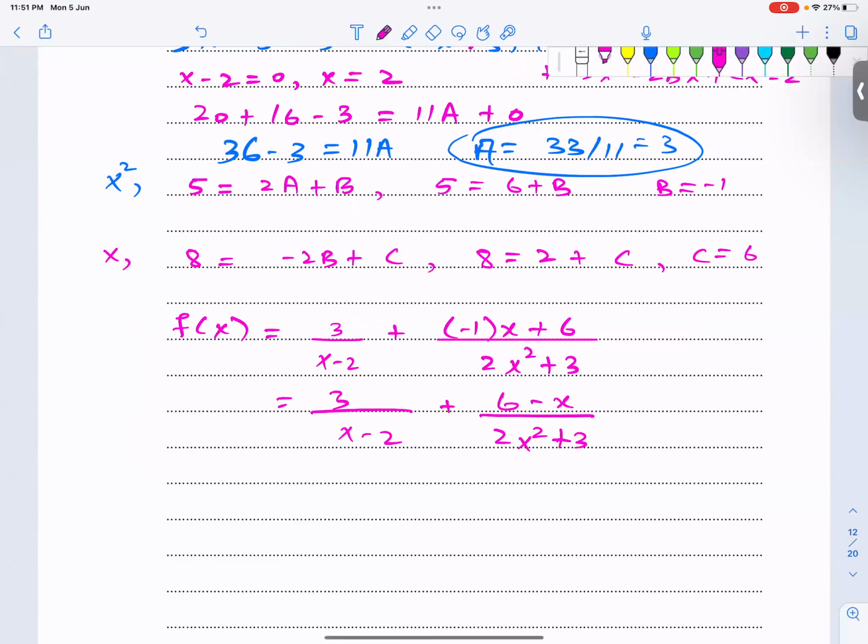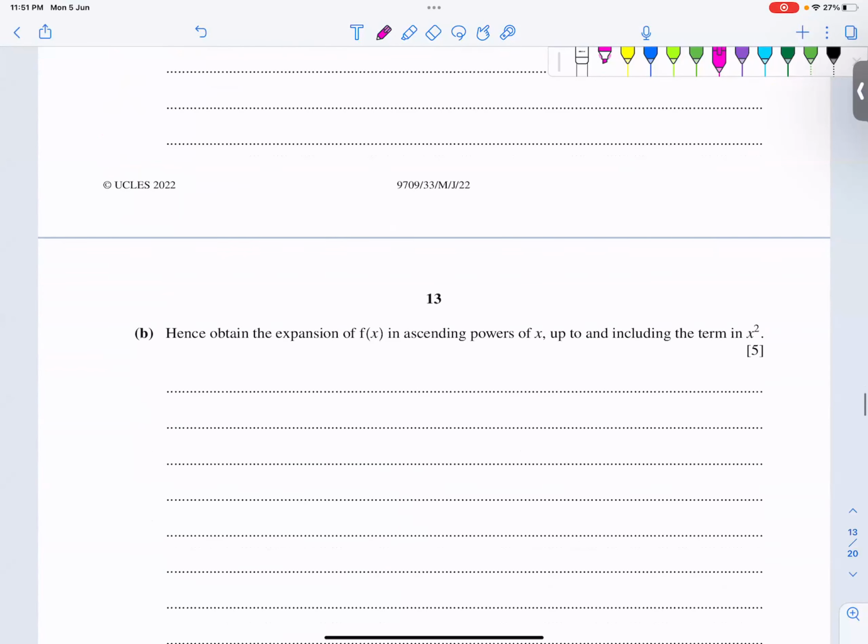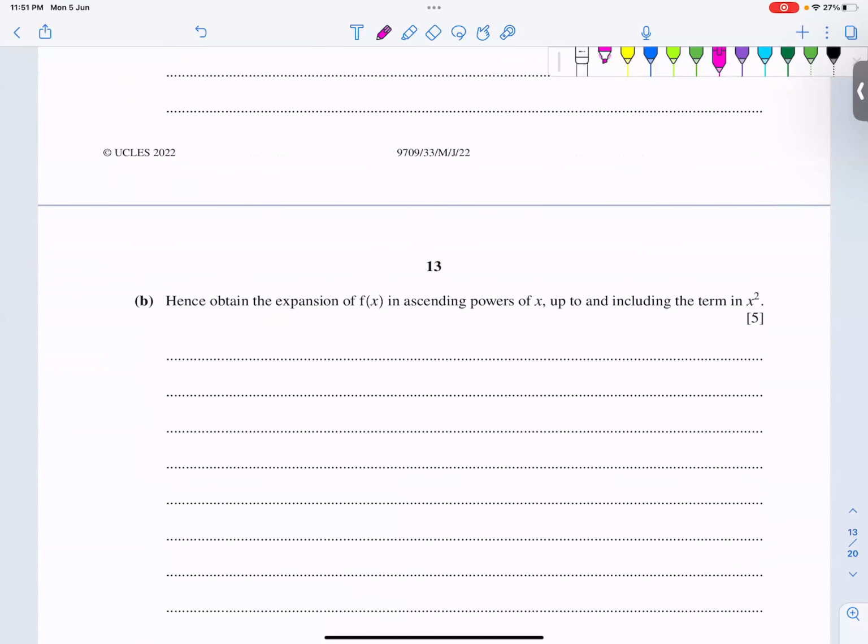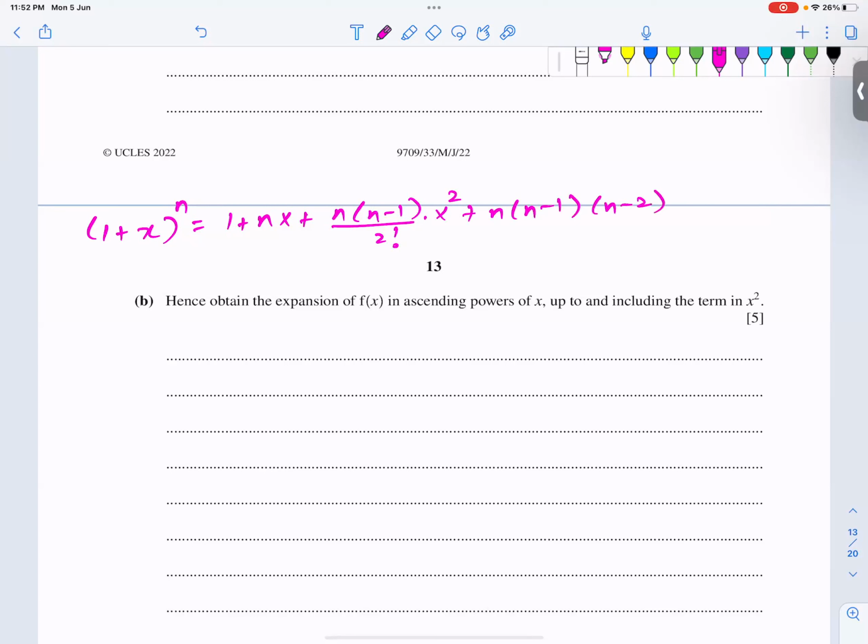So this will become 3 over x minus 2 plus 6 minus x over 2x square plus 3. Moving to the next part, hence obtain the expansion of f of x in ascending power of x up to and including the term in x square. For here we will use the formula for 1 plus x to the power n. That was 1 plus nx plus n times n minus 1 over 2 factorial x square plus n into n minus 1 into n minus 2 divided by 3 factorial x cube, and then so on.